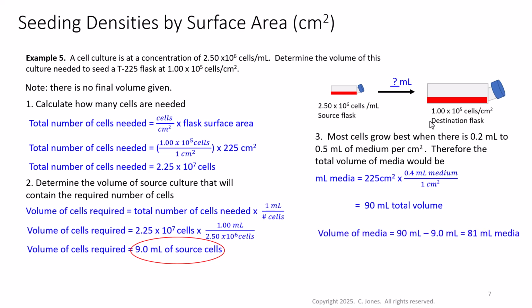So the actual amount of media will then be the total volume minus the 9.0 mils of source cells, or 81 mils of media. All right. And so once again, what we're going to do is add 81 mils of media into the T225 flask, and then we're going to add 9 mils of cells from the source flask. We're going to make sure that those cells get uniformly dispersed throughout the flask, and our starting density will then be 1.00 times 10 to the 5th cells per centimeter squared. Okay, so not too difficult really, just need to pay attention to your units.